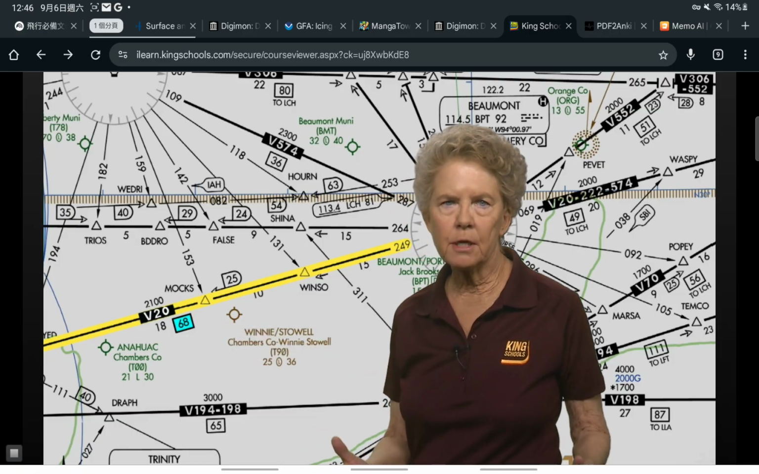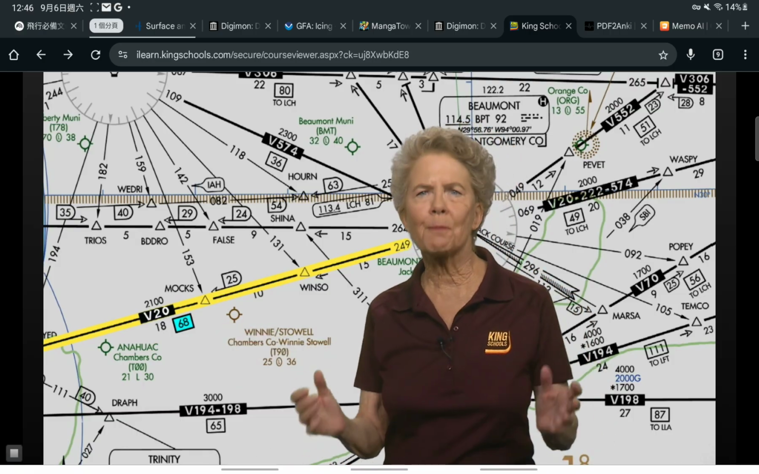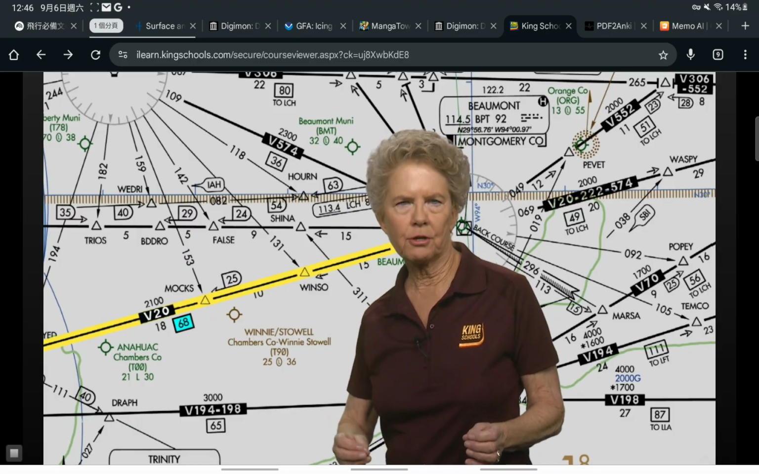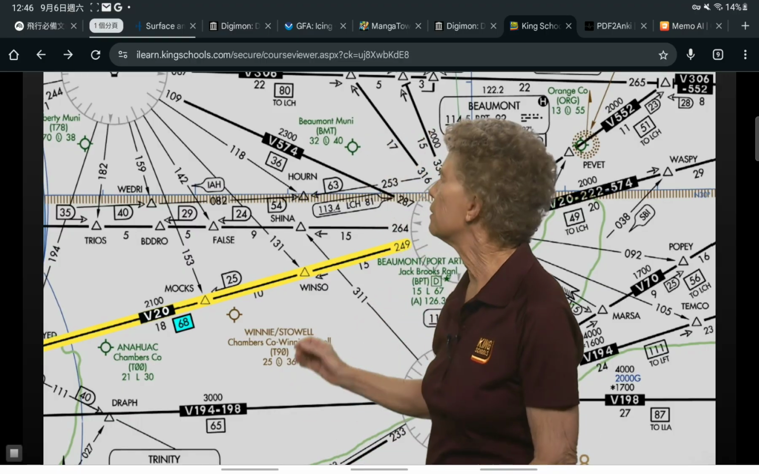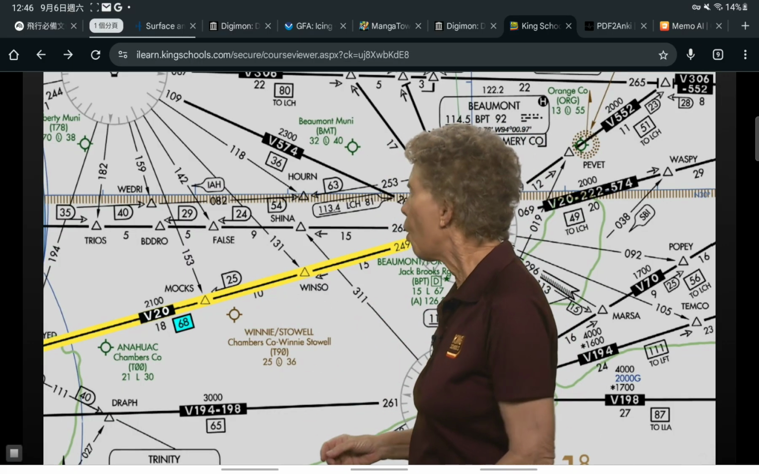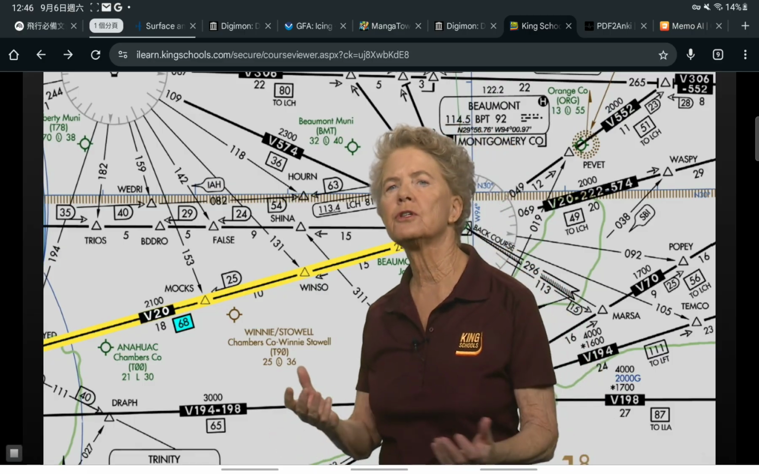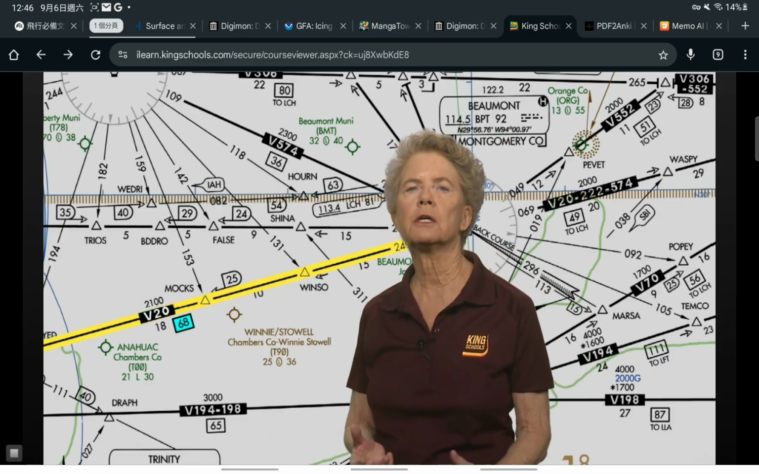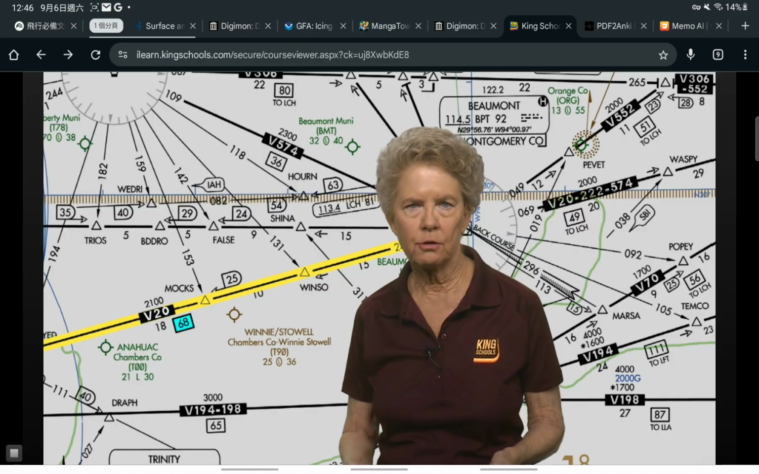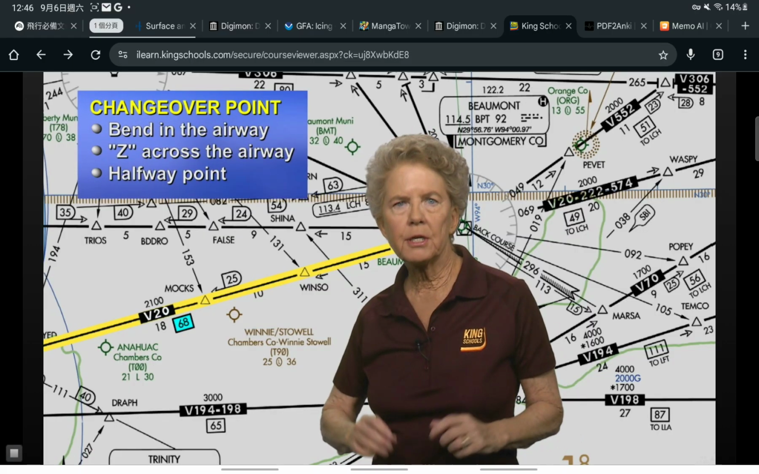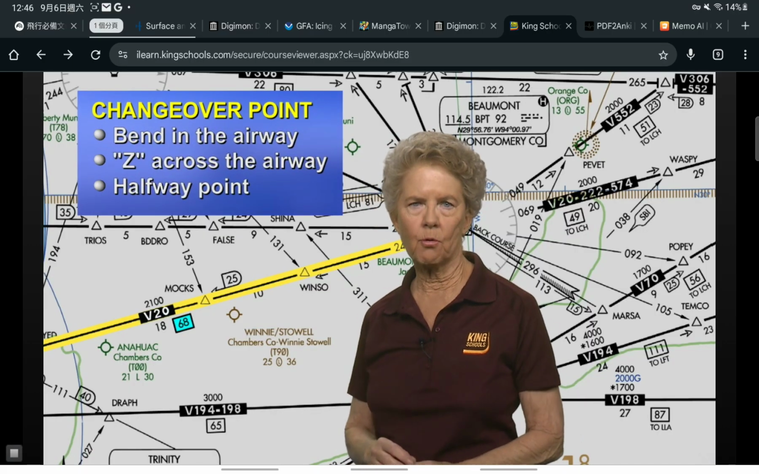If you do not have DME, you use your super pilot powers and change over when you estimate that you're at that halfway point, or when you begin to have questions about the reliability of the signal from the VOR you're using. So let's summarize how you determine the changeover point.